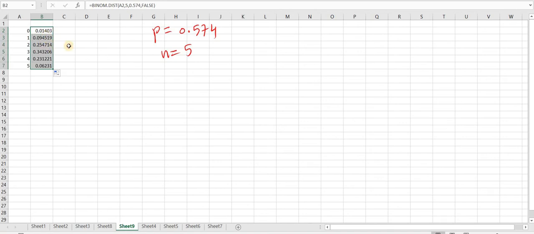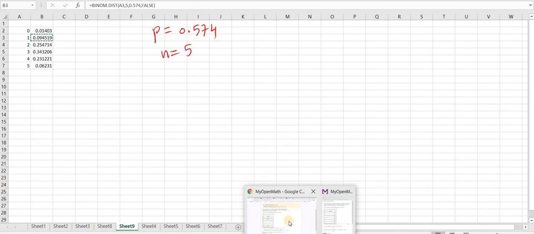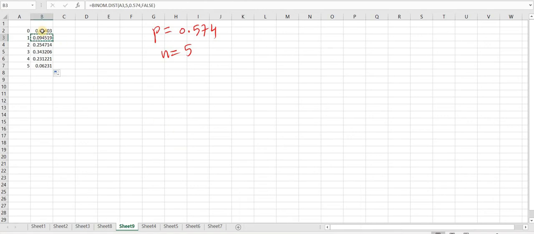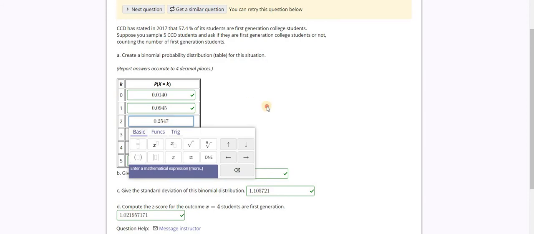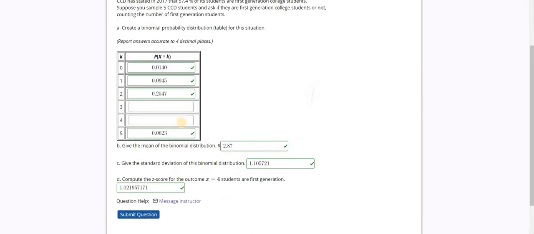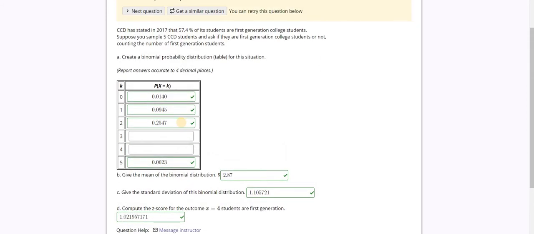Now that I created the table, I can go ahead and copy all of these numbers and paste them here. But the question asking to round these to 4 decimals, so I'm just going to go and round these to 4 decimals first. And then I will be able to copy and paste each of these numbers. Okay, after I copied and pasted everything, I can now compute the mean and the standard deviation.